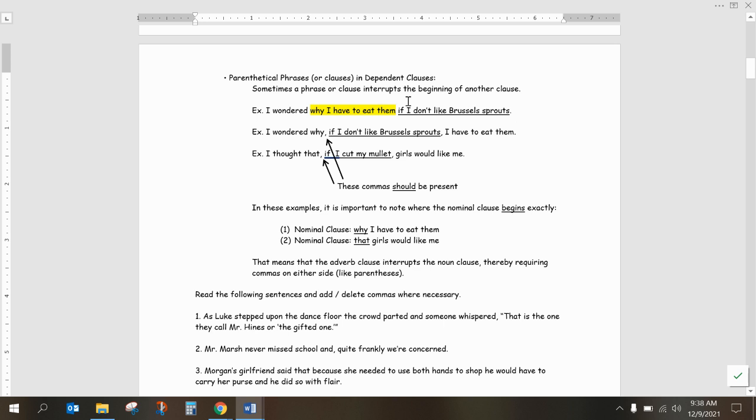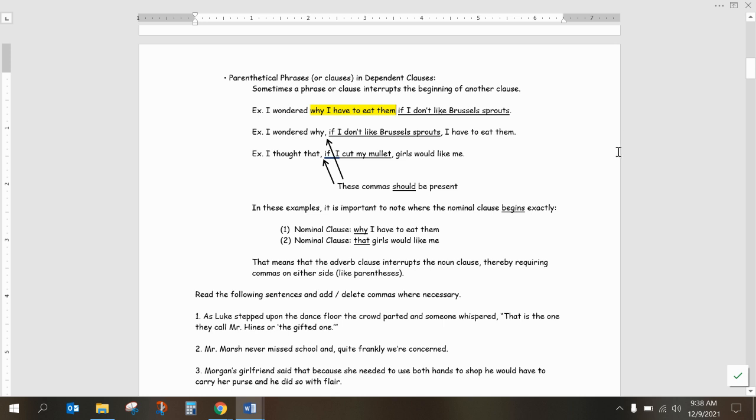But if you look at my second example, what if I took "if I don't like them" and I actually inserted it inside that noun clause as an interrupter? Well, if I do that, I have to kind of put commas on either side of them. So I'd say, "I wondered why, if I don't like Brussels sprouts, I have to eat them." I need to have both commas because I've interrupted the outside clause, which is "why I have to eat them."